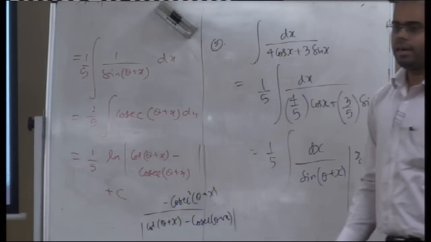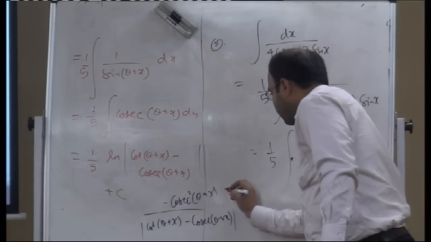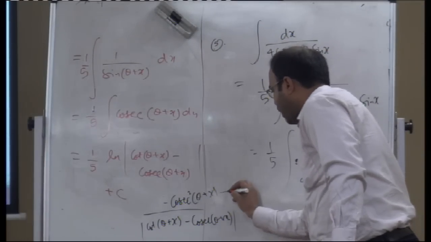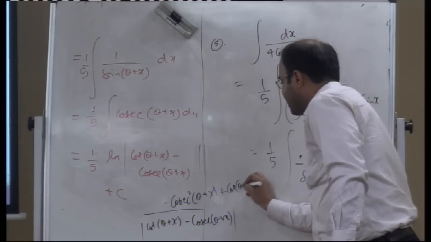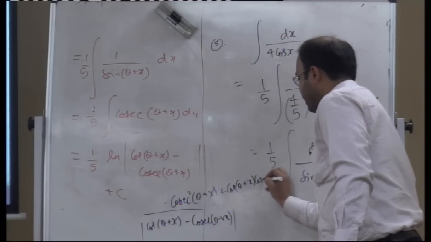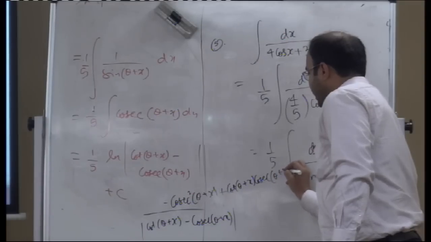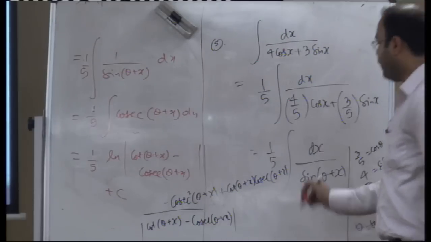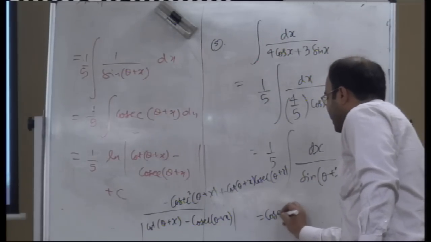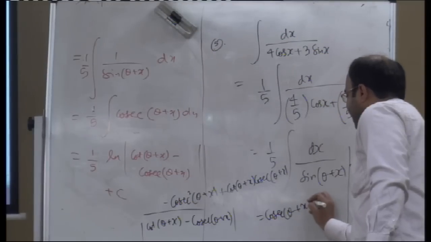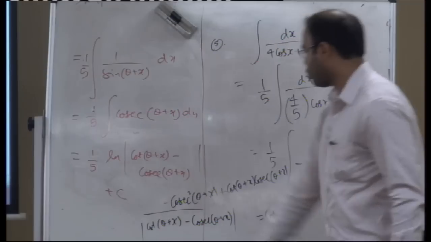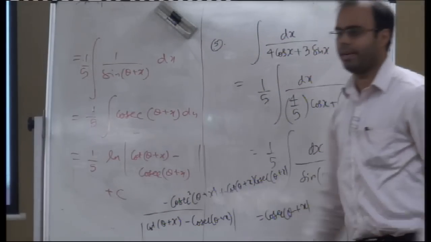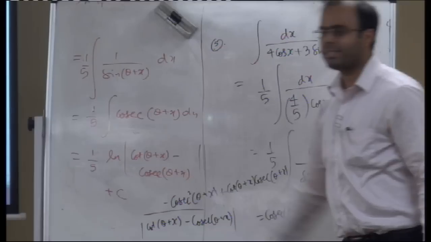And the derivative of cosec(theta plus x) would be minus cot(theta plus x) into cosec(theta plus x). If you take cosec(theta plus x) common here, the rest would be cot(theta plus x) minus cosec(theta plus x), which will cancel out with this denominator, and you get cosec of (theta plus x).